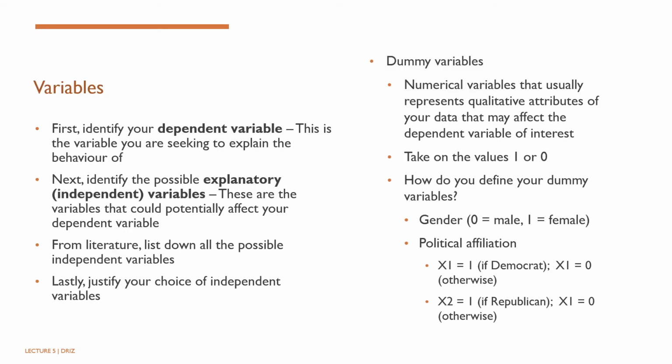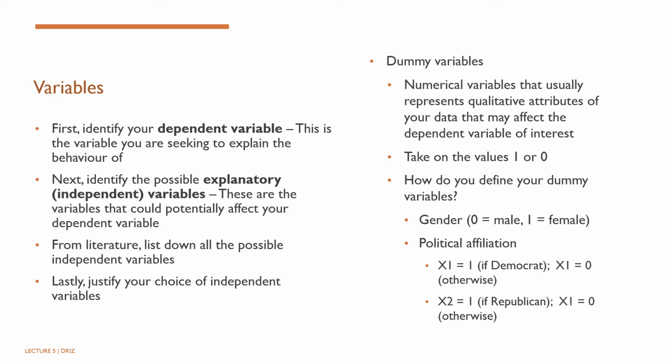Once you have identified which model to use, you need to identify your variables. Variables are the building blocks of quantitative research. First, identify your dependent variable. This is the variable you are seeking to explain the behavior of. Next, identify the possible explanatory or independent variables. Now, these are the variables that could potentially affect your dependent variable. Based on your readings of the literature, you can list down all of the possible independent variables. Finally, you need to be able to justify your choice of independent or explanatory variables.